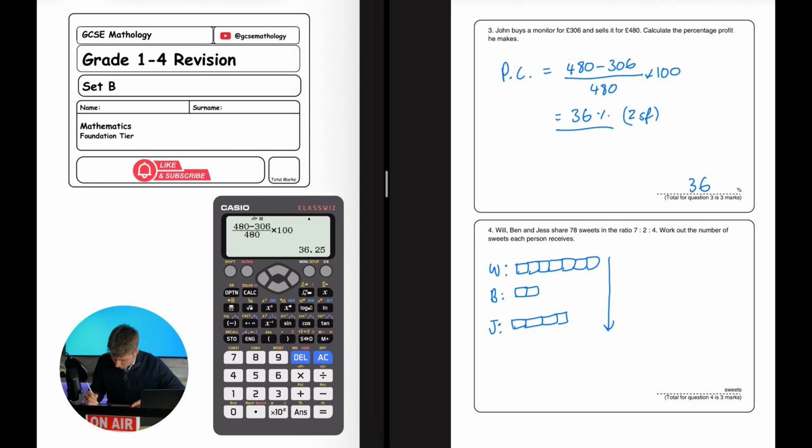Now all of these blocks are worth 78 because there's 78 sweets, and in total that means we've got 7 plus 4, which is 11, plus 2, which is 13. So if we do 78 divided by 13, this is equal to 6. So each block is worth 6 in this diagram.